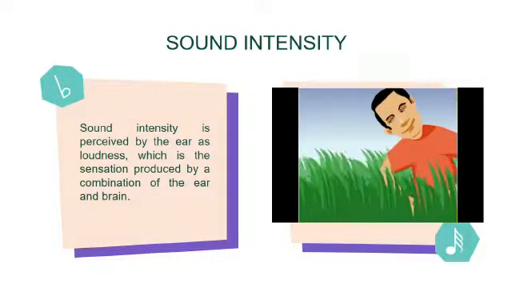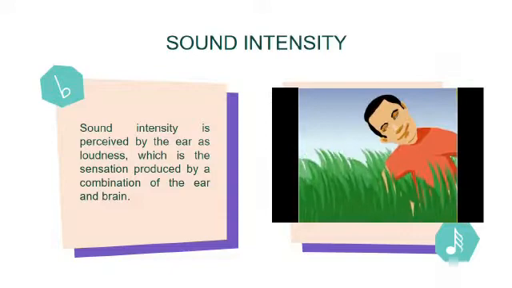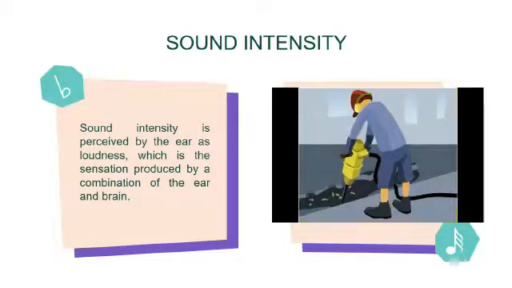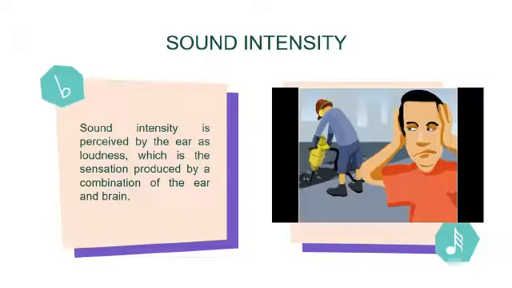The human ear can detect sounds with an intensity as low as 10 to the power of minus 12 watt per square meter, and as high as 1 watt per square meter. It means that the loudest tolerable sounds have intensities which are 10 to the power 12 times greater than the faintest detectable sounds.